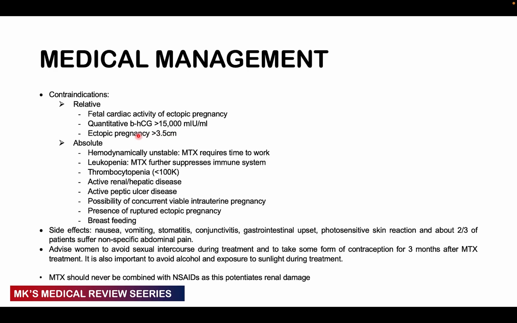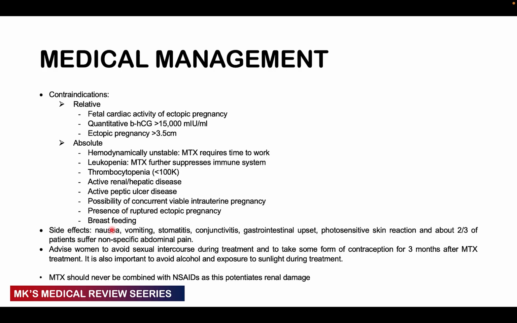But absolute contraindications where you cannot give methotrexate: if a patient is hemodynamically unstable, remember methotrexate will take some time to work. Number two, if they have leukopenia, which is a low white blood cell count, remember methotrexate is going to further suppress the immune system. If they have thrombocytopenia, platelets less than 100,000 cells, then you don't want to give them methotrexate. If they have active renal or hepatic disease, active peptic ulcer disease, if they have possibility of a concurrent viable intrauterine pregnancy, or if there's a presence of a ruptured ectopic pregnancy, or if they are breastfeeding, methotrexate is absolutely contraindicated.